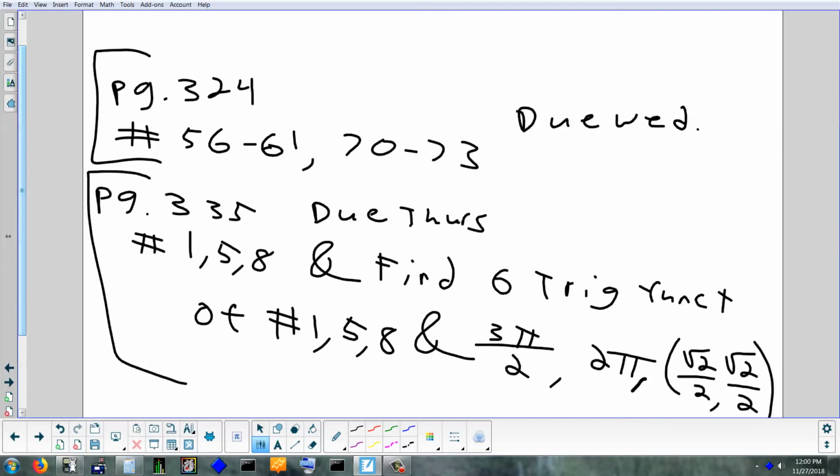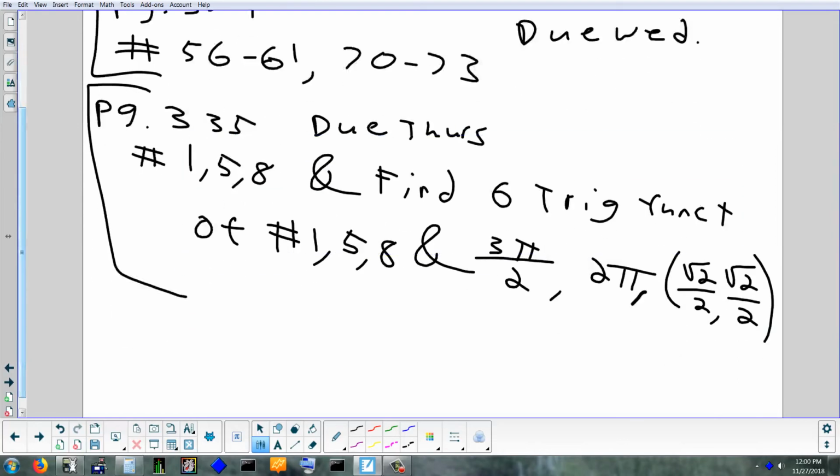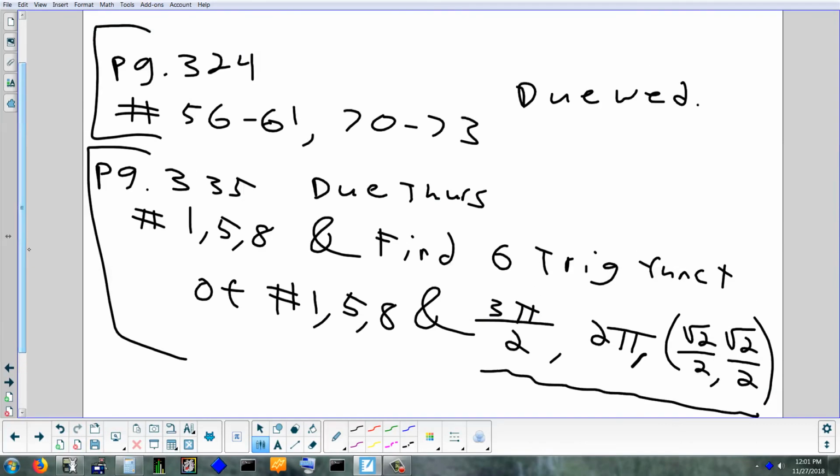Okay, so 335 is due Thursday. So in the book, they give you some directions. So I'd like you to do whatever they're asking for numbers 1, 5, and 8. And then the extra thing that I'd like you to do on 1, 5, and 8 is find the 6 trig functions. That's what we just did in the last problem. Okay. And find the 6 trig functions of 3 pi over 2, 2 pi, and root 2 over 2. We haven't really done any examples of that yet, so you might want to wait on that part till tomorrow. Any questions on that?